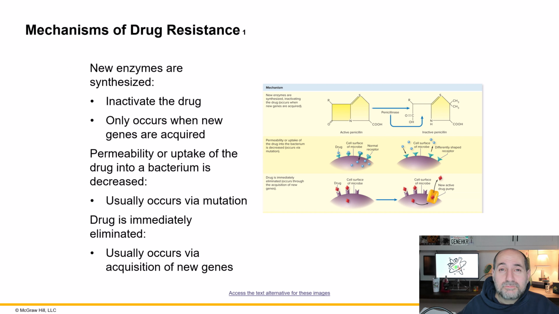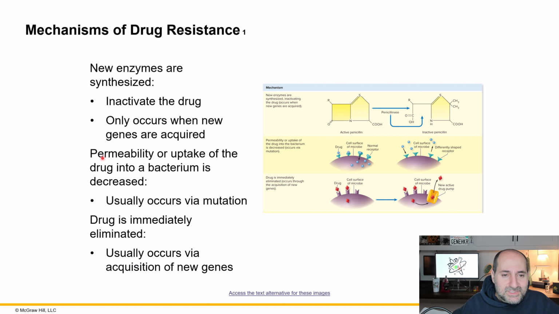Next, how do these microbes become resistant to drugs? These are known as mechanisms of drug resistance. For example, do you remember penicillinase? Penicillin-resistant microbes can form this penicillinase enzyme that cleaves the beta-lactam ring of penicillin, inactivating the drug. So that's an example of an enzyme that is synthesized that inactivates the drug. This requires that the organism have the gene to produce that enzyme.